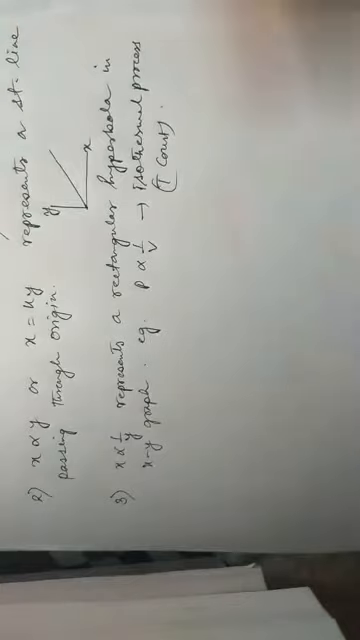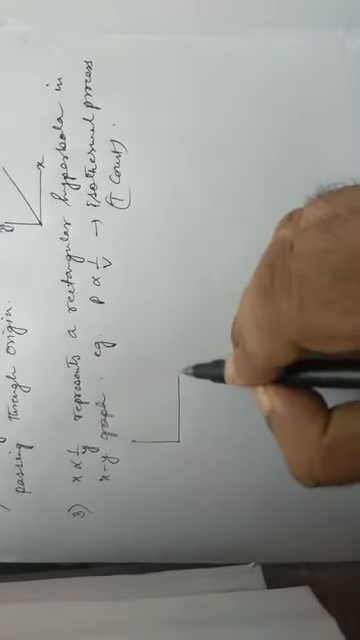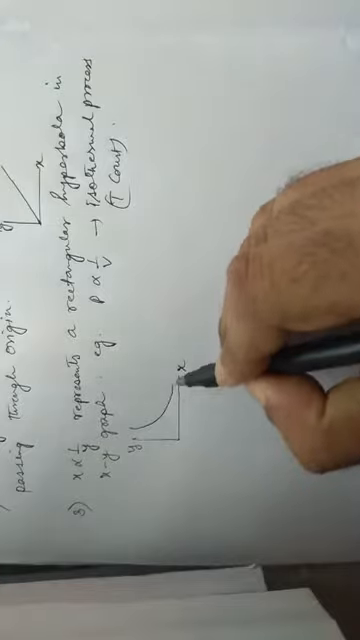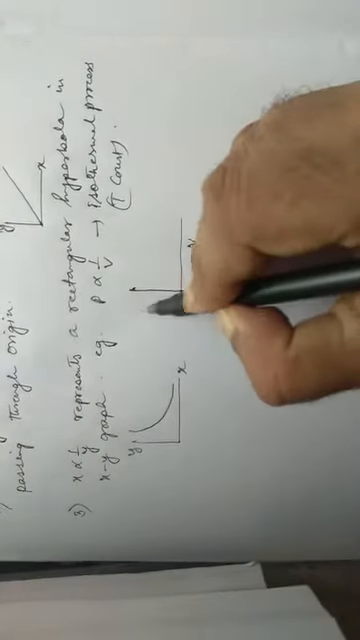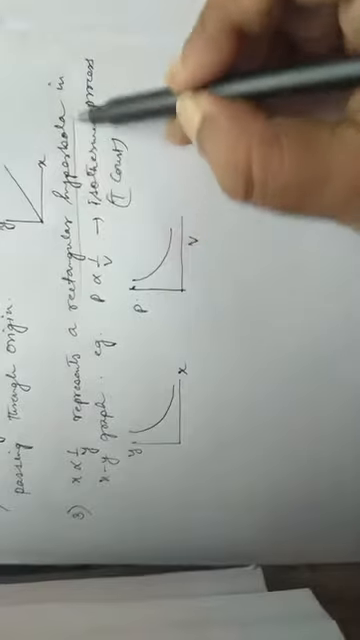So the shape of the graph is like this. As we all know, the p versus v graph, the Boyle's law graph, comes like this. This shape is known as the rectangular hyperbola.